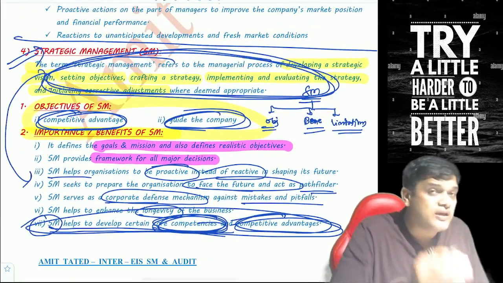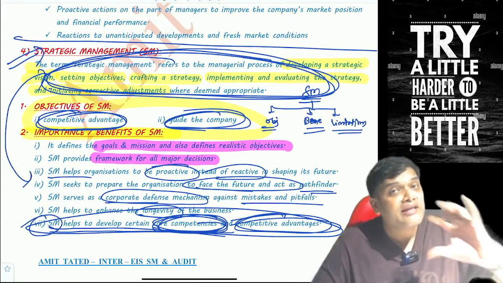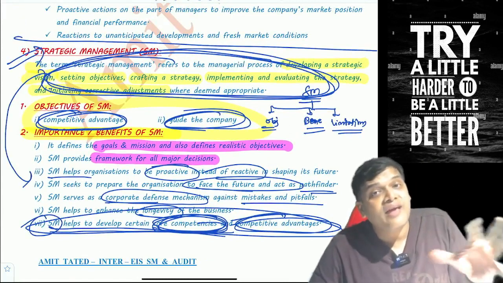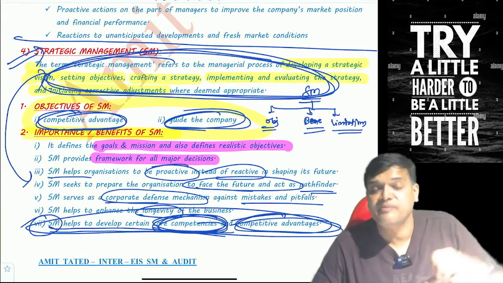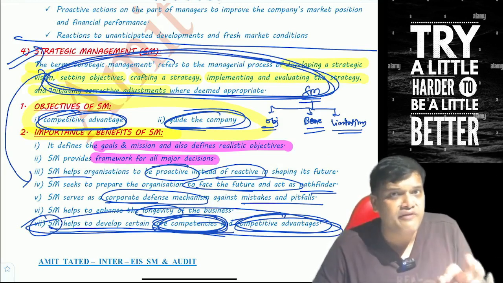Again, I am telling you one thing repetitively. I have repeated this concept three to four times. If I say Amit Tated is having strategy, this is a different thing, and if I say Amit Tated is having strategic management, this is a different thing. So make it clear. These two things need to be taken care of differently. Bharat Mata ki jai. Everybody clear?